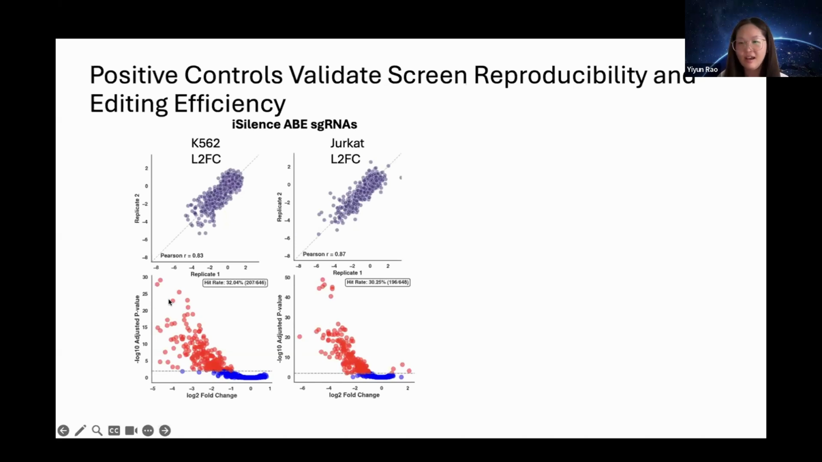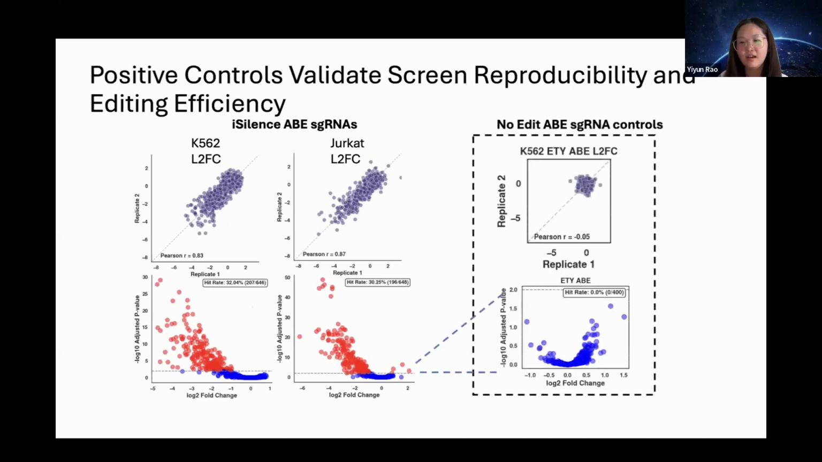And the hit rate, which is the proportion of the red dots out of all of the dots, is around 30% for the 2 cell lines, and this is in line with the reported editing efficiency of the AB system in the current literature. In contrast, for my negative controls, here I show the no added sgRNAs.